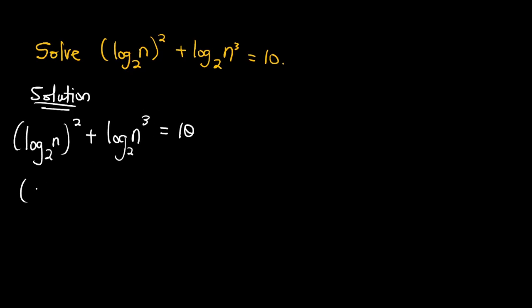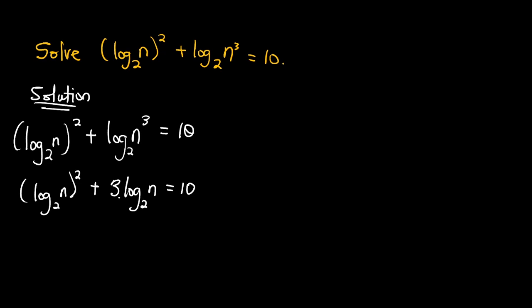So I will maintain this side, log base 2n squared, then this will become plus. The 3 as the power over here will now come in front of the log. So we'll have 3 log base 2n, and this is equal to 10. This is one of the properties of logarithm.